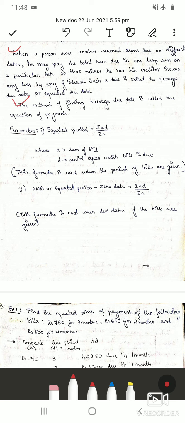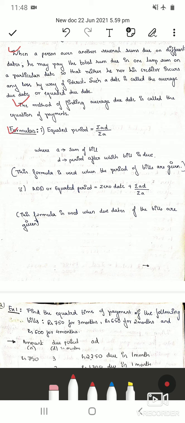The method of finding average due date is called equation of payments. The calculation of average due date assumes that the interest on sums or bills that are not due at the equated time is equal to the interest on sums overdue at the equated time. We will understand these concepts when we solve problems. Average due date is used in settling accounts of a number of bills due on different dates. It is also applied in the problems of partnership, and it is used in post offices and banks for allowing interest on savings accounts. So we will see the formulas.